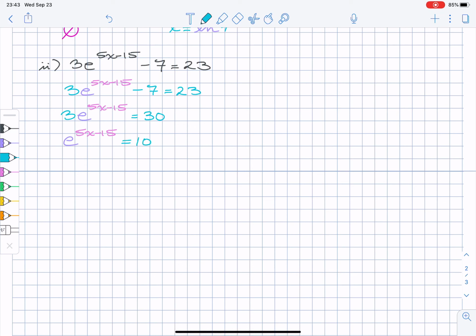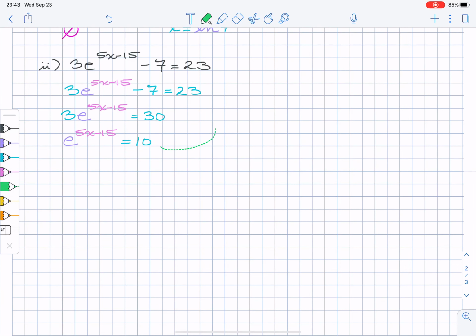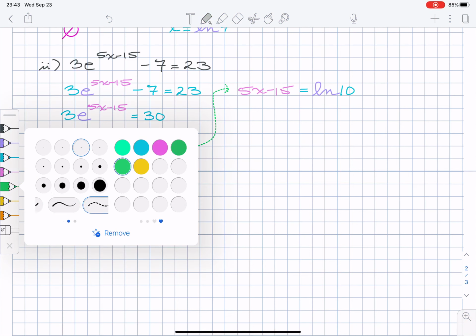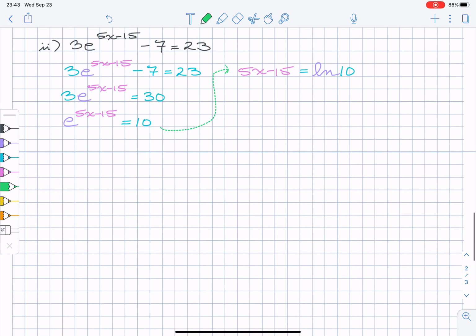Okay, so I'm going to need to express this in logarithmic form. Once again, base raised to the answer is equal to the argument. So I claim that this is equivalent to 5x minus 15 is equal to, well, log base e is natural log, and the argument must have been 10. Now verify that to yourself. Base e raised to the answer, 5x minus 15, is equal to the argument 10, so that does work.